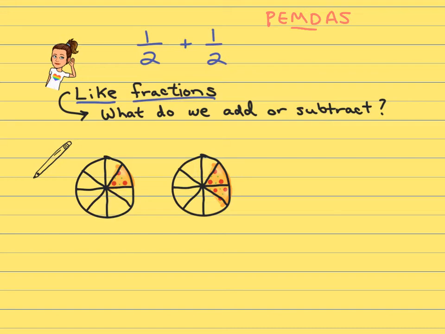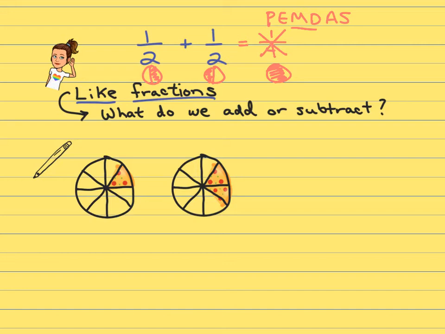Let's take a problem like 1/2 plus 1/2. We know that if we have a half and we are adding another half, that's going to add up to a whole. If we were to multiply, 1 times 1 equals 1, and 2 times 2 is 4. 1/4? We know that that's wrong.